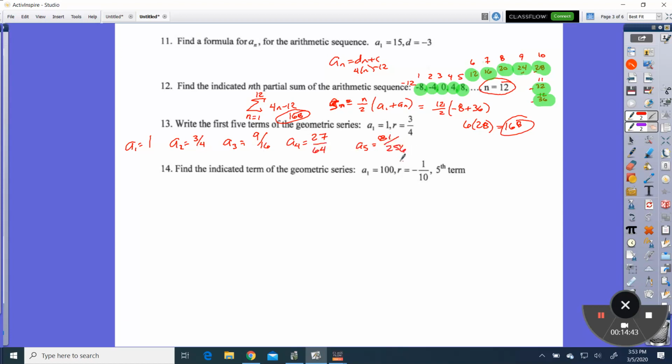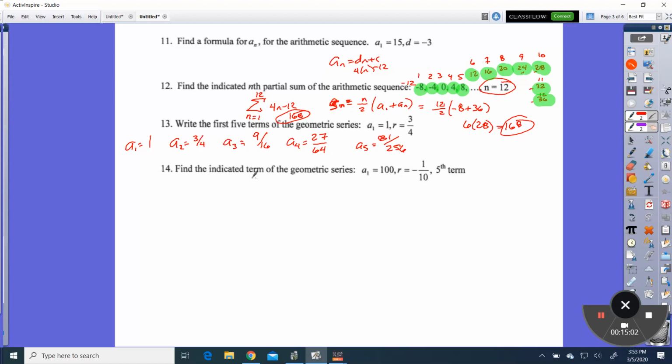So I have it wrong on my key because I put A1 on my key as 3/4, but really A1 is 1. They tell you that. A2 is 3/4. So on the answer key, realize that's wrong on the printed version. This is what it should be.